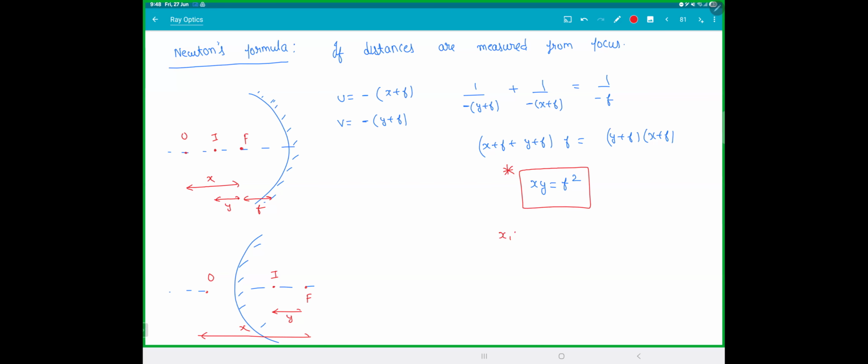And this formula also tells you one thing. If you see, xy must be a positive number. That means x and y must be both on the same side of the focus. Meaning, look at here, O and I are on the left side of the focus. You're also on the left side of the focus. You'll never get a situation where the focus will be between object and image.